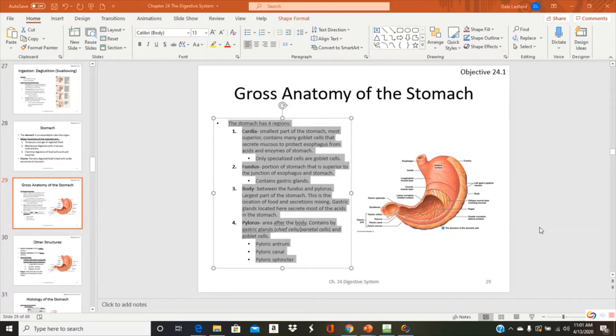Parietal cells make intrinsic factor, which is needed to absorb vitamin B12, and they also make your hydrochloric acid. Now, we're going to help you guys remember that. Parietal cells make intrinsic factor and hydrochloric acid. So let's start with the big letter P here.